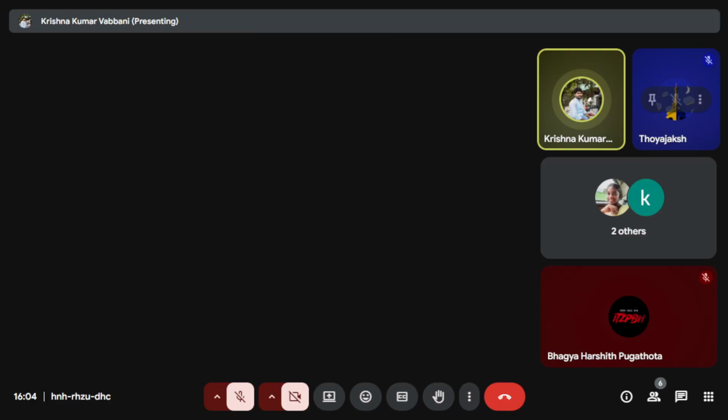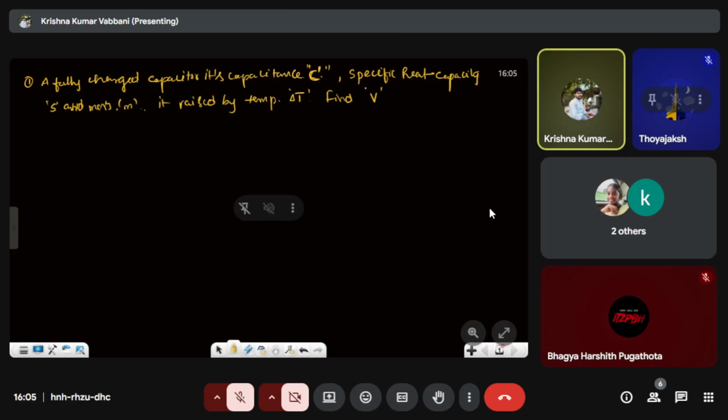We know the definition of the specific heat capacity. We learned it in thermodynamics, and the coil has mass M, and it is raised in temperature by delta T. And he asked: find the potential difference in that coil.